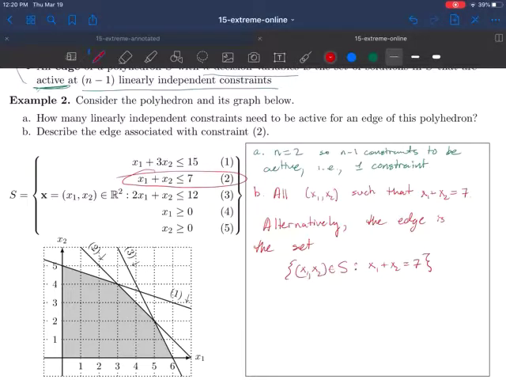I can even draw it on constraint 2. If you're going to be in S, it's that red line. That's the edge, and this is all x1, x2 in S.